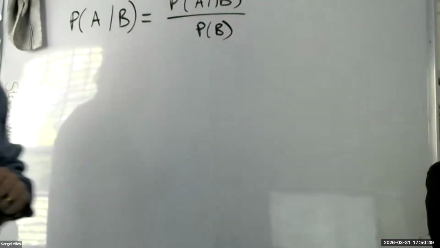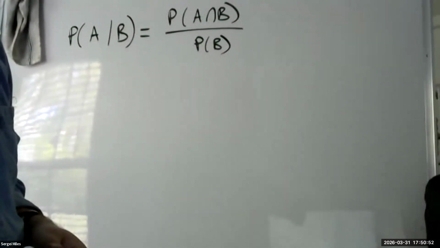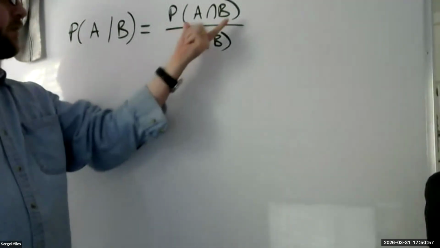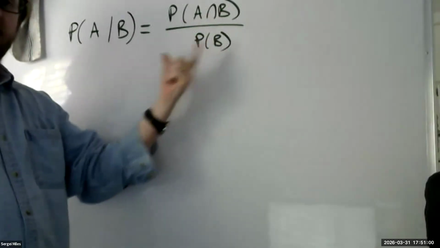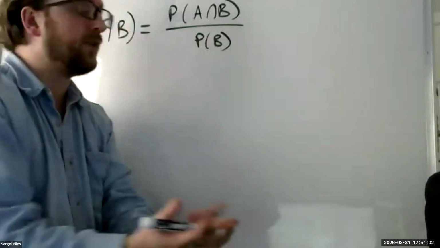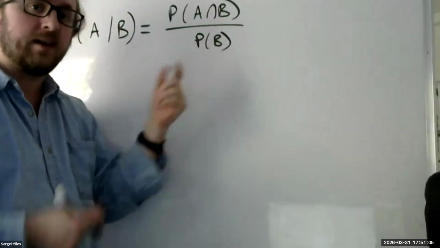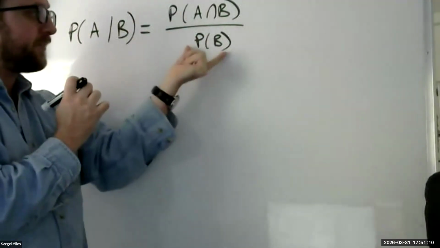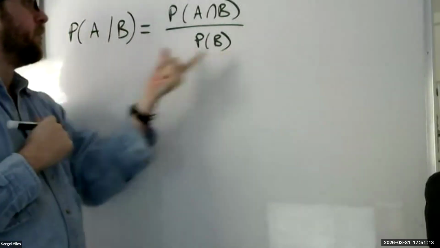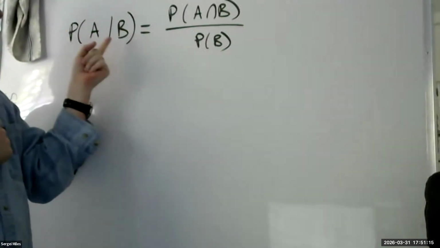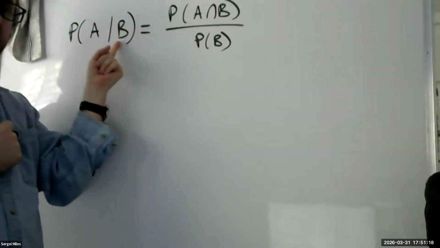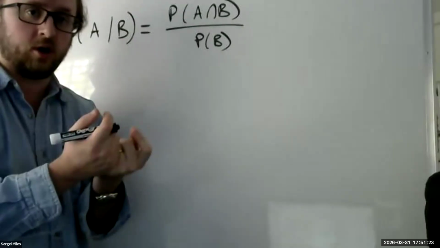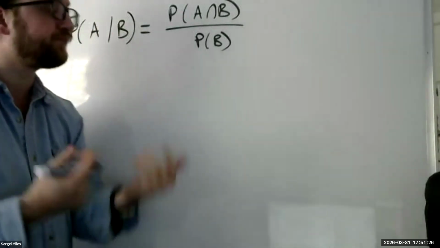Okay. Now, how does this make sense? Let me adjust the camera again. If B has already happened, then my denominator here is being calculated out of the world that B has already happened. As B shrinks the possible outcomes, I have to divide by the probability of B. But the only way A can happen, given that B has already happened, is if at the end of the experiment, both A and B occur, right? Both A and B have to happen.